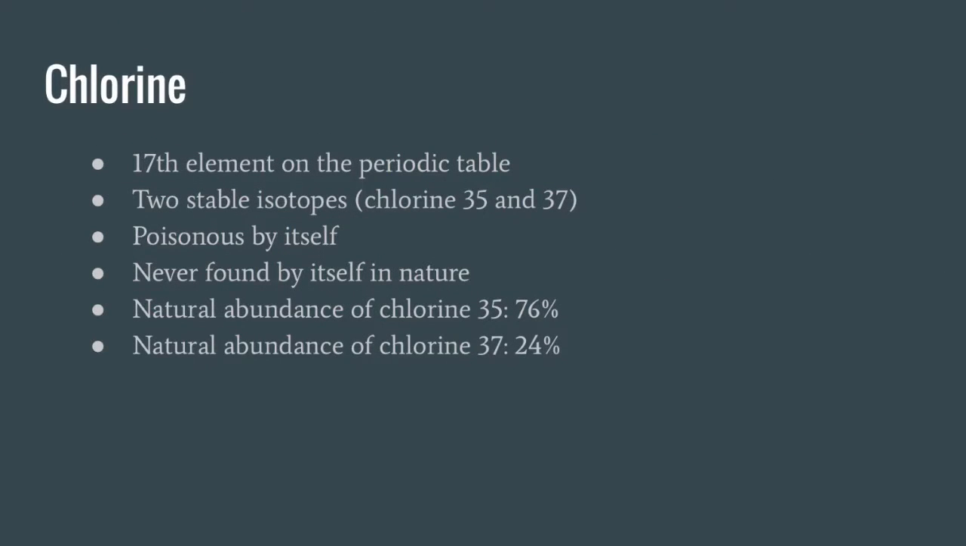Chlorine is the 17th element of the periodic table. It is a gas in its neutral state at room temperature. It is used as a disinfectant, in PVC pipes, and as a chemical weapon. It has two stable isotopes, chlorine-35 and chlorine-37. Chlorine is never found by itself in nature. Chlorine-35 has a natural abundance of 76%, while chlorine-37 has a natural abundance of 24%.